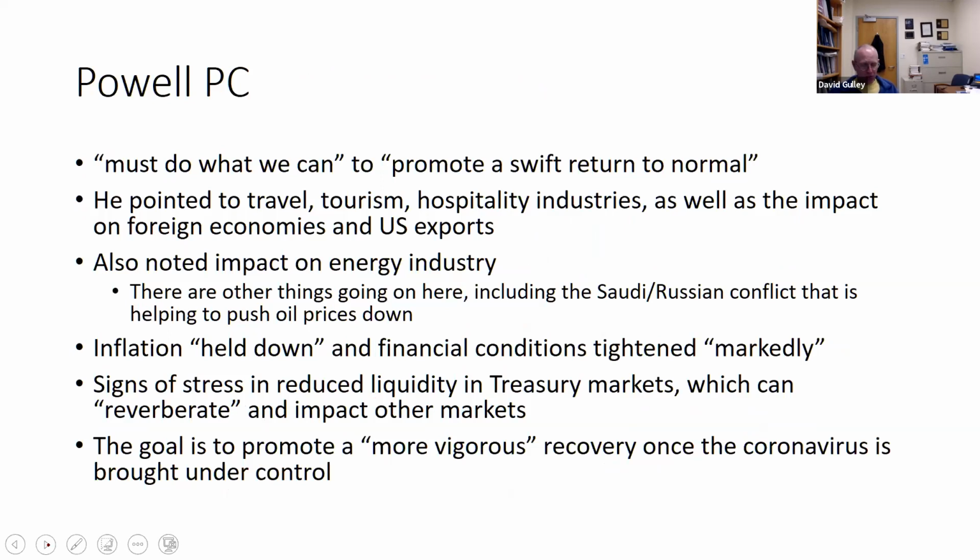So, his press conference, just taking a few snippets from there. We said, must do what we can, and what he's trying to do is promote a swift return to normal again once the coronavirus gets under control. He specifically noted, as we mentioned earlier, the travel, tourism, and hospitality industries. Mentioned that U.S. exports have been negatively affected by foreign economic conditions. He also noted the energy industry. We've got the Saudi-Russian conflict here, which is pretty interesting timing in this situation.